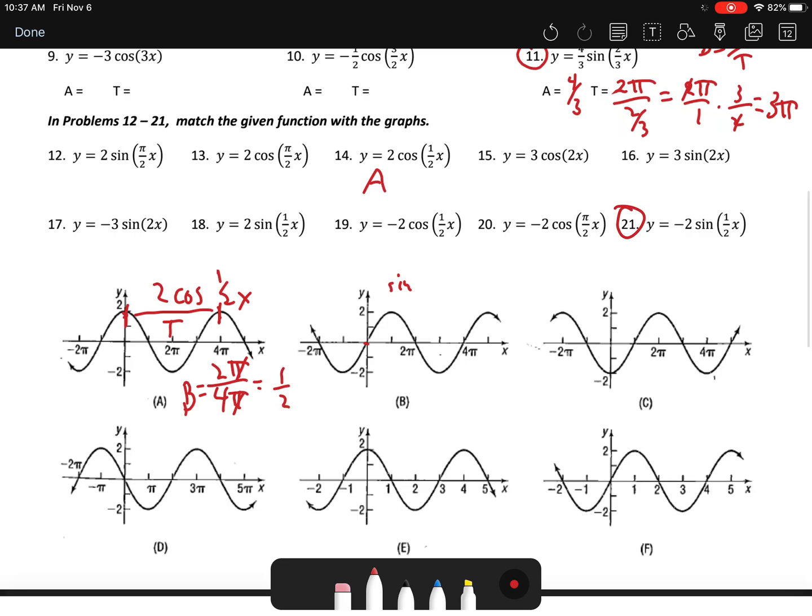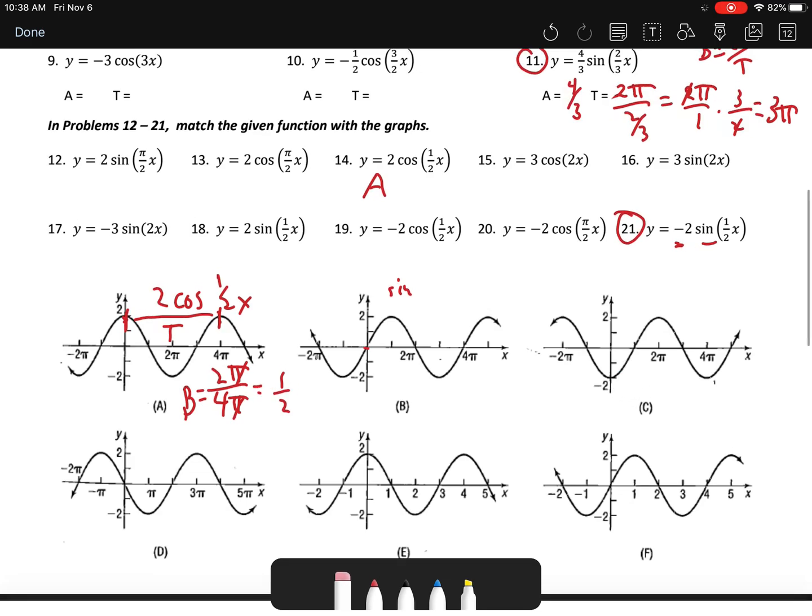Yeah, you want to pick one? Okay, let's pick 21. So which one goes with 21? Well, first of all, I know it's a sine. Second of all, I know I'm going to start below, so it's going to go down. So could it be C? Well, it could be if it was cosine, but it's sine. So we know the sine of 0 is always 0, no matter what the amplitude is. So we know it's got to be B.